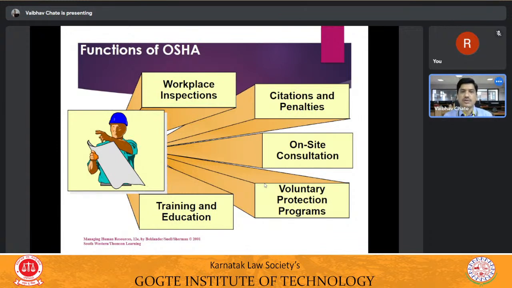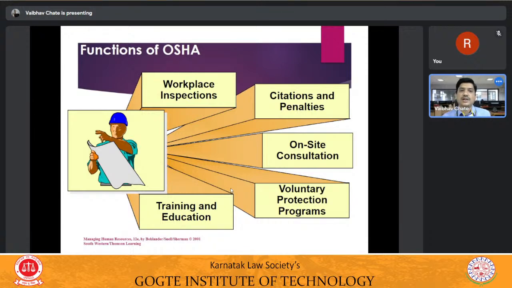So what are the functions of OSHA? OSHA stands for Occupational Safety and Health Act. The functions include workplace inspection. That means it starts with what kind of workplace it is, whether you have classroom teaching, and if yes, what kind of tables and chairs are provided to the students, and what kind of tools are provided for the teaching-learning process. If we provide some kind of chair to the student, whether it is ergonomically correct. We need to address so many things.